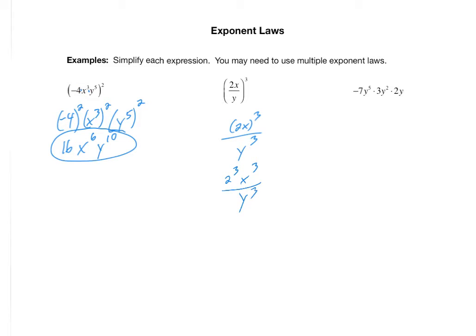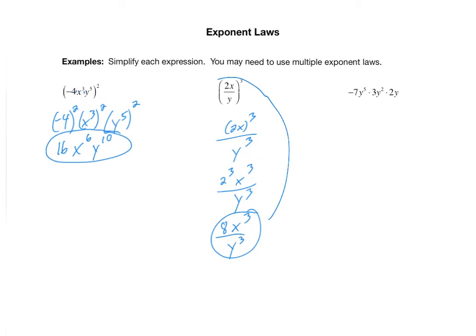And then, of course, don't leave 2 to the 3rd power. You can evaluate that. 2 times 2 times 2 is 8. So we have 8 times x cubed over y cubed. This is equivalent to the original expression up here. Let's try this last one.